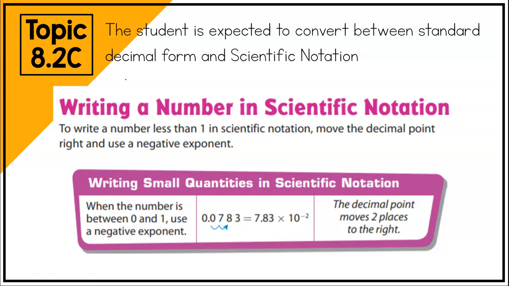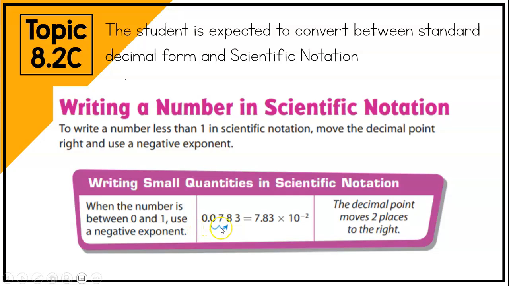So here it says to write a number that is less than 1 in scientific notation means to move the decimal point to the right and use a negative exponent. All the numbers that we're going to be looking at today are so small, meaning that they're less than 1. And it says when the number is between 0 and 1, use negative exponents. So again, they're talking about our numbers being less than 1.